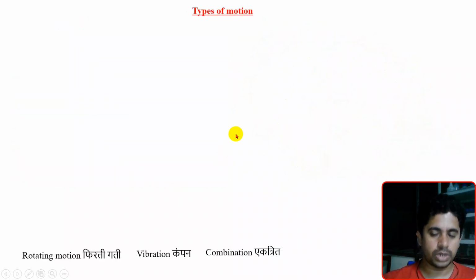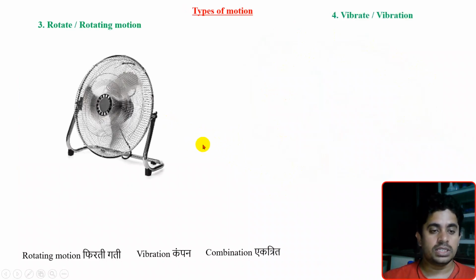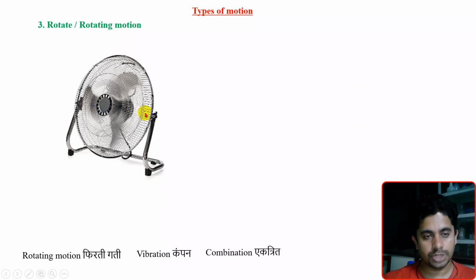Another type of motion is rotating motion, or rotation. See, this is a table fan. This table fan has blades mounted on a shaft, and as the blades rotate with that shaft, wind comes out of this fan. This is one example of rotating motion.